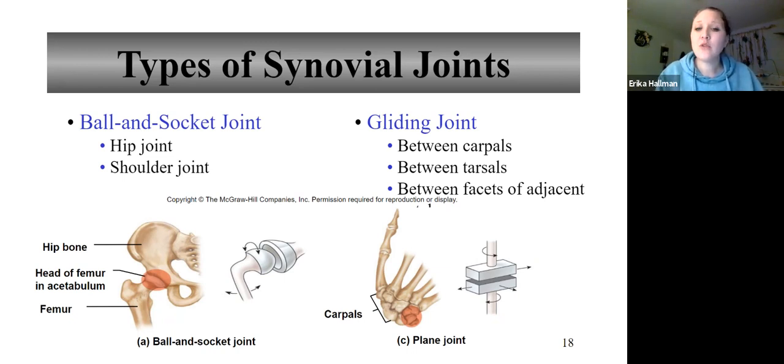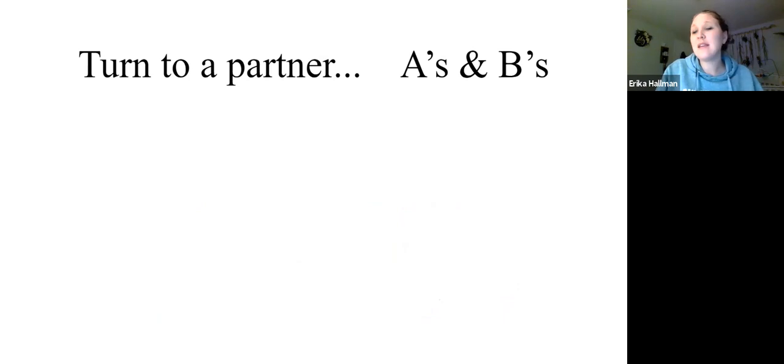Then we have gliding joints. So these are the joints between all of the short bones that are in the carpals and tarsals. And they slide as we move our wrists and as we move our ankles back and forth. Again, that's why they need to be very short and compact in those areas.